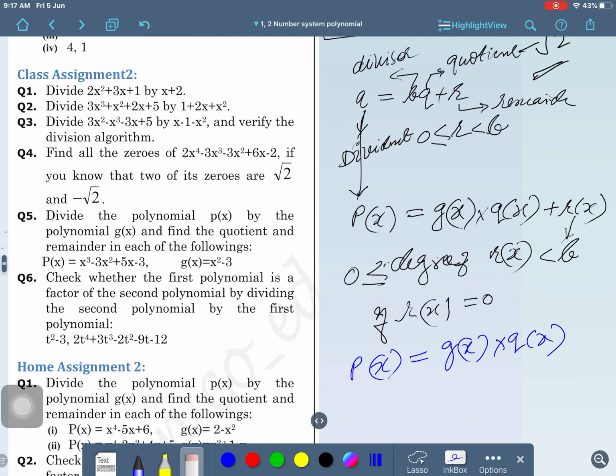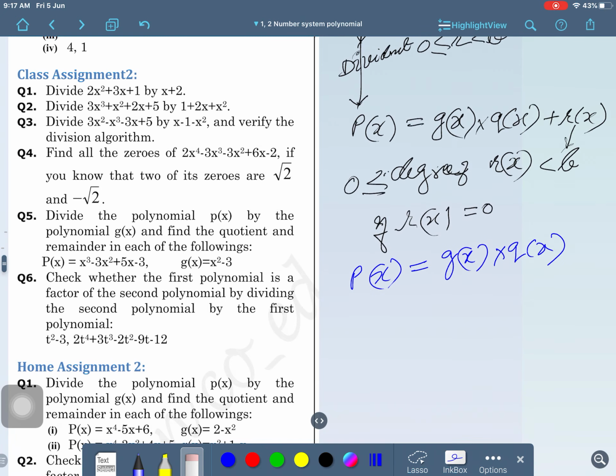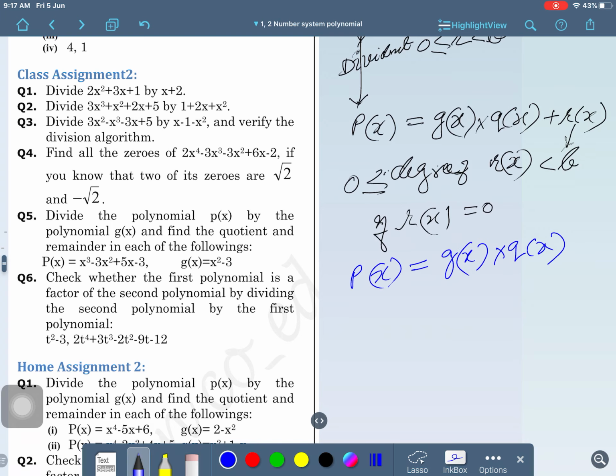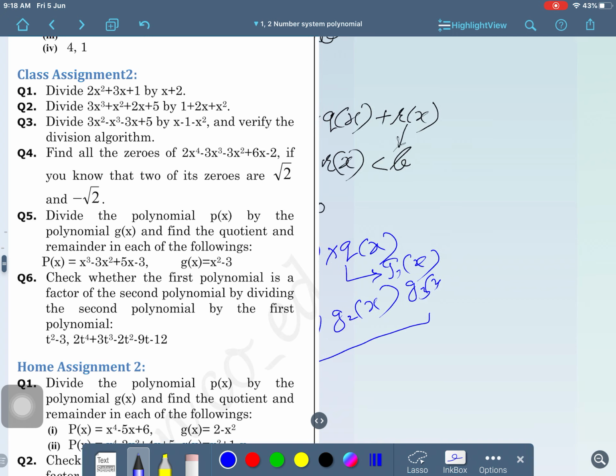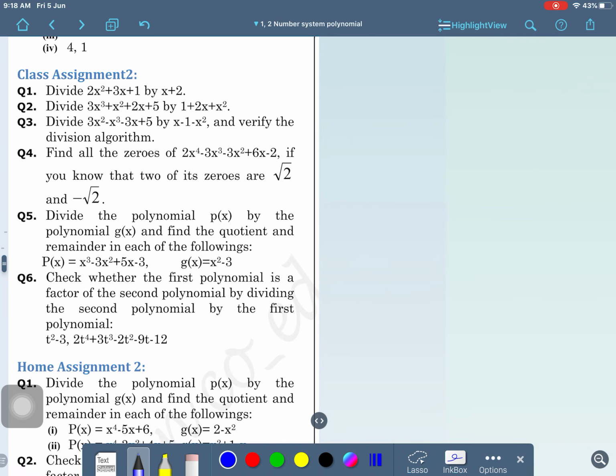Well, P of x is equal to G of x into Q of x. Together they can be transformed into this. This further can be broken into G1, G2, and further G3. This also can be broken as Q1, Q2, Q3. So many number of factors could be there. Clear? Now next, what is to be done?